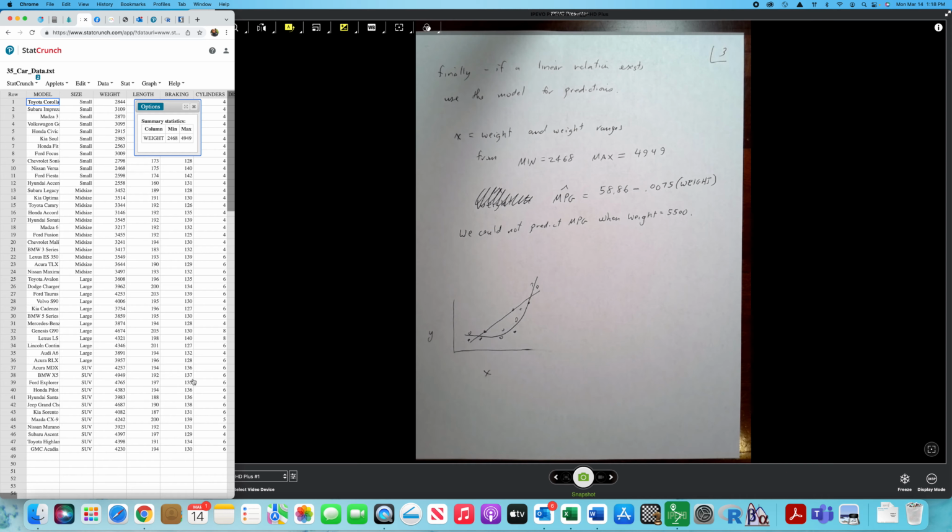It'd be kind of like going into a kindergarten class and gathering some data on kindergartners, right? Young kids, and creating a model, and then going into a nursing home and using our model to make predictions of people in the nursing home. It just wouldn't work. That's not the population for which we built our model. The population we built this model for is weights from 2468 to 4949. Anything outside the bound would not be appropriate.